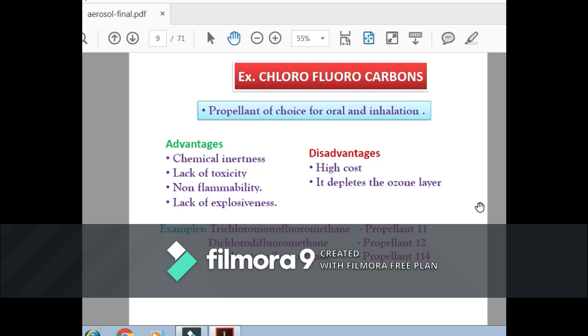Now examples of chlorofluorocarbons. Chlorofluorocarbons are having a number of derivatives. First derivative is trichloromonofluoromethane. It is shortly called as propellant 11. Then another example of chlorofluorocarbon is difluoromethane. Shortly it is called as propellant 12. Then dichlorotetrafluoroethane. This is another example of chlorofluorocarbon.